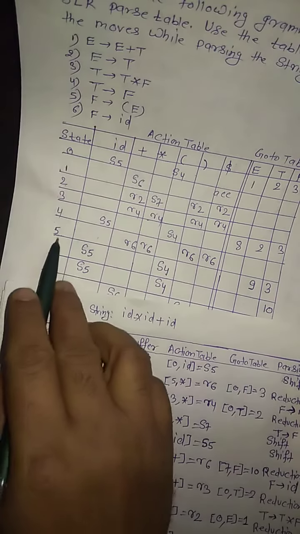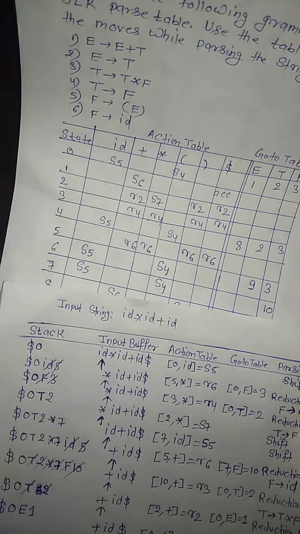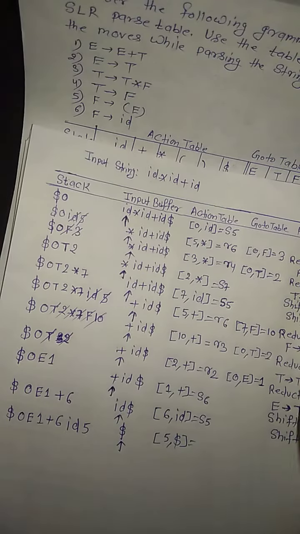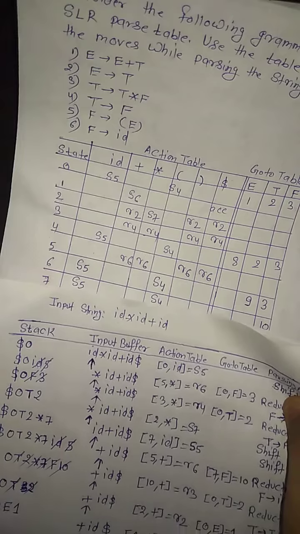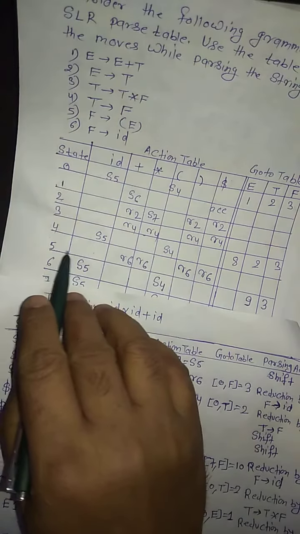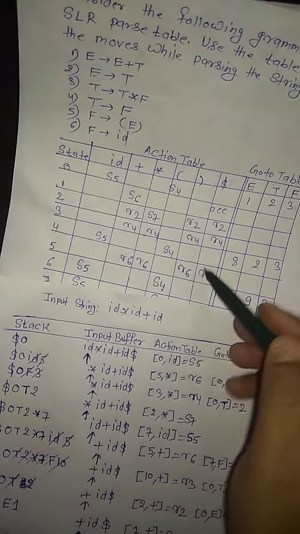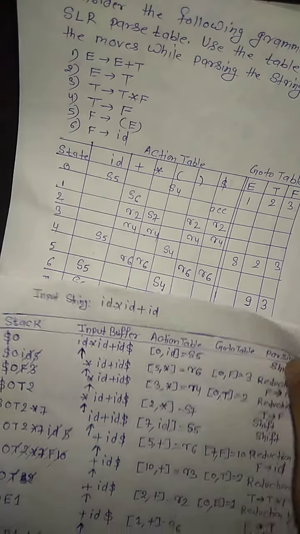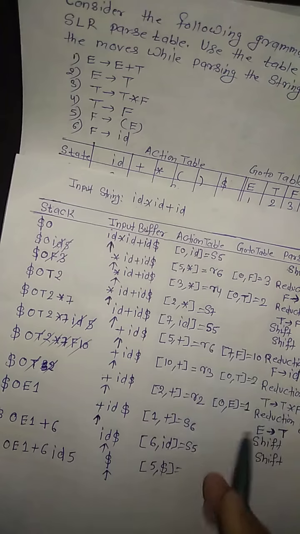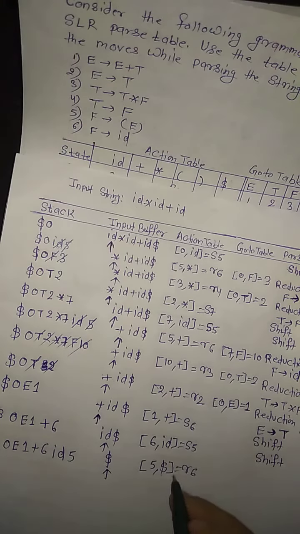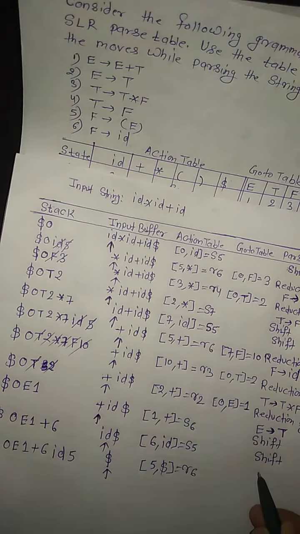So here 5th row and dollar column, I5 row and dollar column. We have R6. So you write here R6. Okay. And what is the meaning of R6? It means you have to perform the reduction operation.